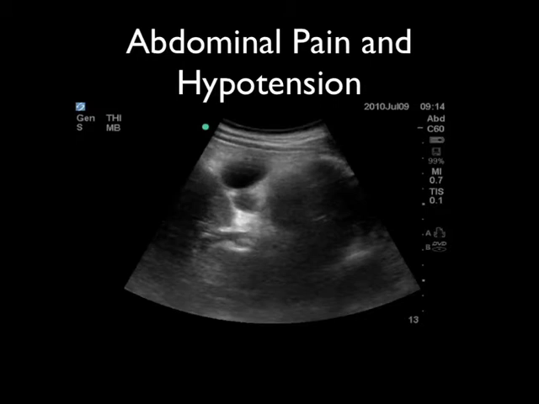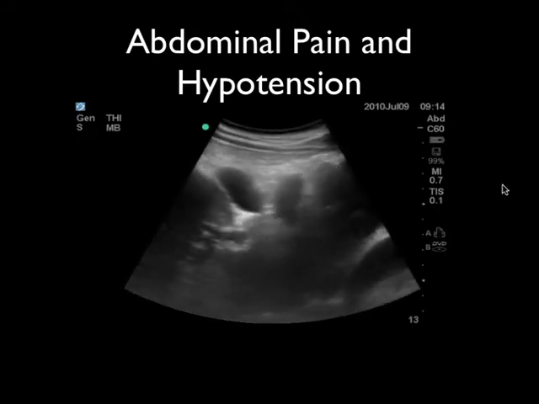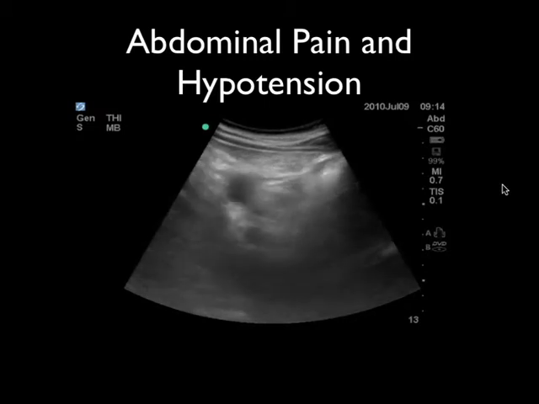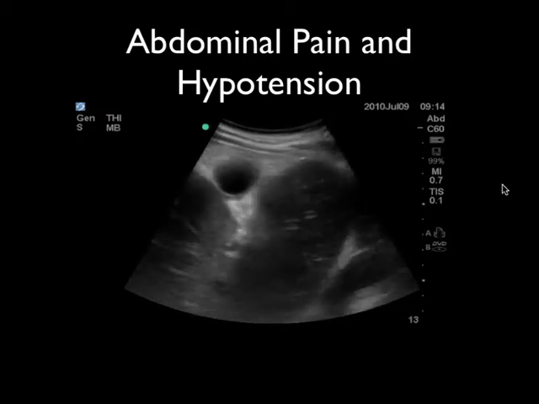So here's this medical student doing this ultrasound, looking at his gallbladder, and we can see his gallbladder here at the top of the screen. Now just watch everything that's going on here. What do you see? Anything concerning yet? No?